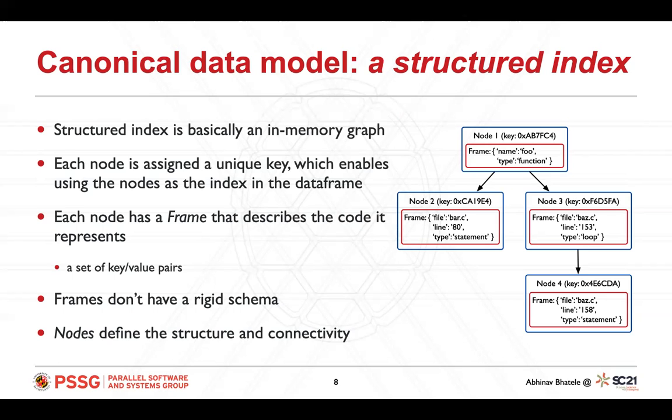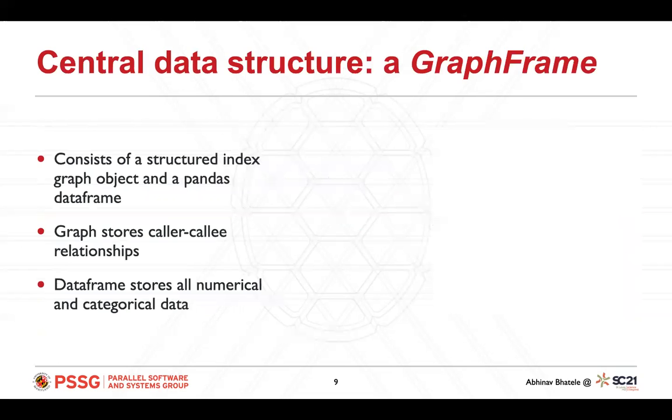So they define the caller-callee relationships between different nodes, and all of the numerical information is stored in the data frame. So once we have this structured index and we have the data frame from pandas, we combine these two together, and that defines the central data structure in Hatchet, which is called a graph frame.